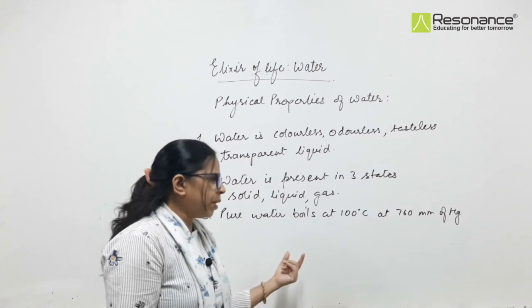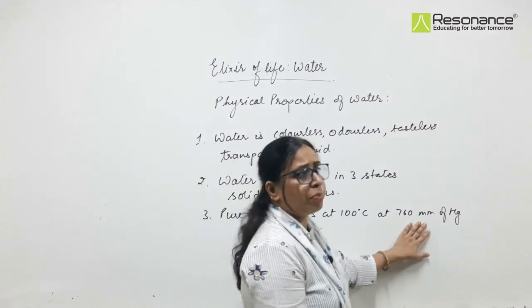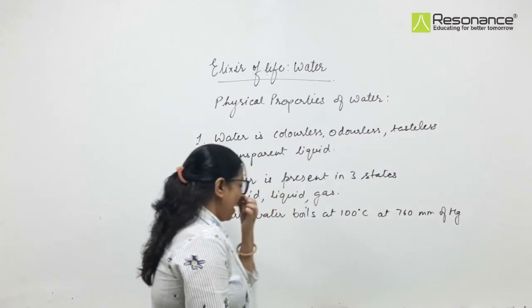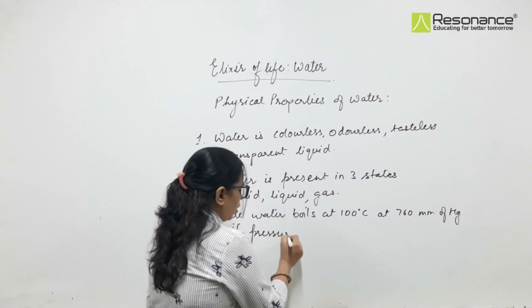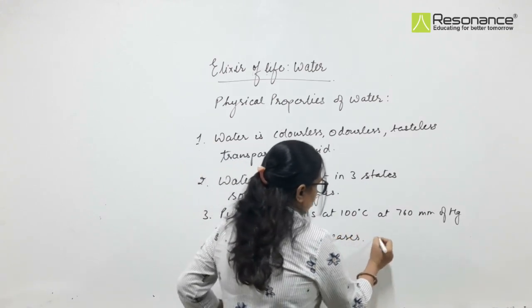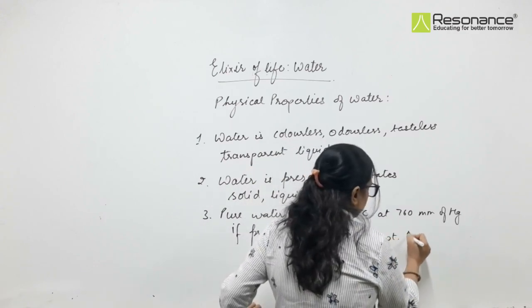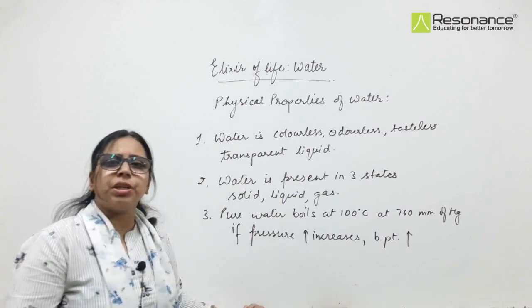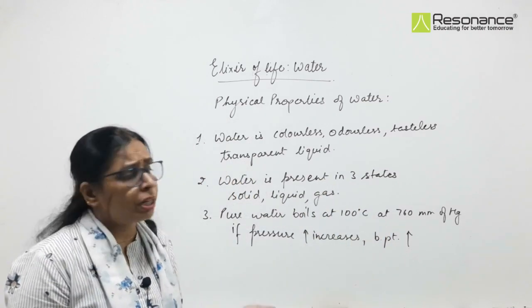अगर आप प्योर वाटर की बात कर रहे हो तो प्योर वाटर बॉइल होता है 100 डिग्री सेल्सियस पे, 760 mm ऑफ मर्करी प्रेशर पे. ठीक है, और अगर प्रेशर इंक्रीज होता है तो बॉइलिंग पॉइंट भी इंक्रीज होता है. प्रेशर इंक्रीज होगा, बॉइलिंग पॉइंट भी इंक्रीज हो जाएगा. प्रेशर डिक्रीज होगा, बॉइलिंग पॉइंट डिक्रीज हो जाएगा.